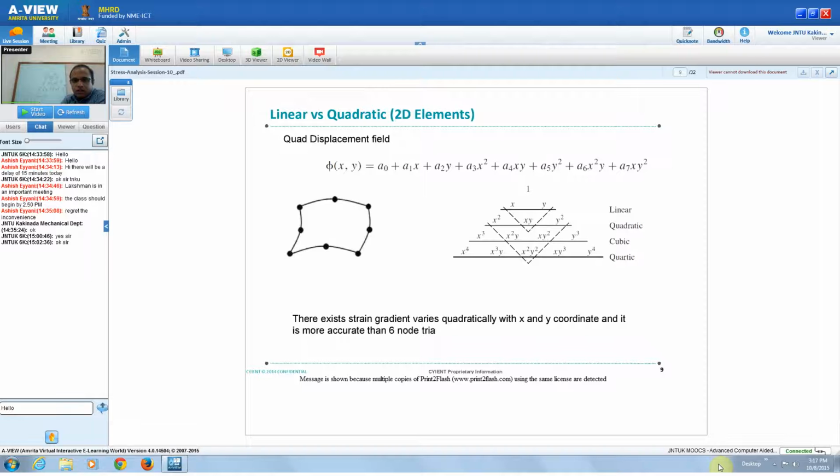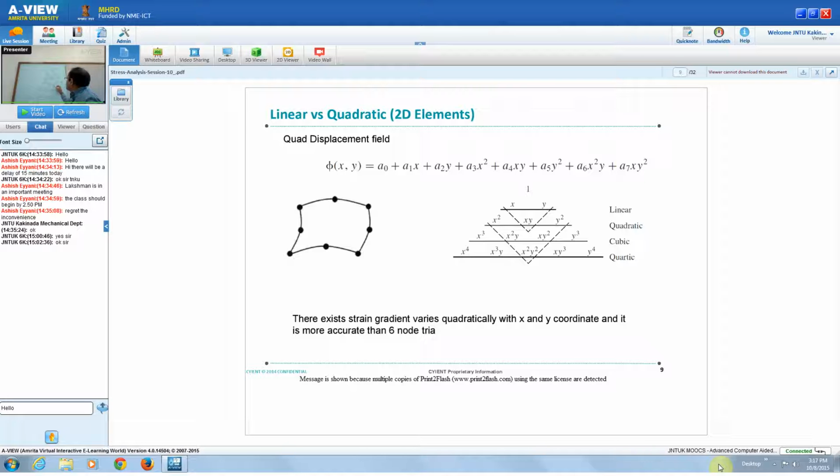So now coming to the quadratic element with mid-side nodes. It has 8 nodes and it should have 8 factors here. So straight away we can take the top 6 here and we should make it symmetric.